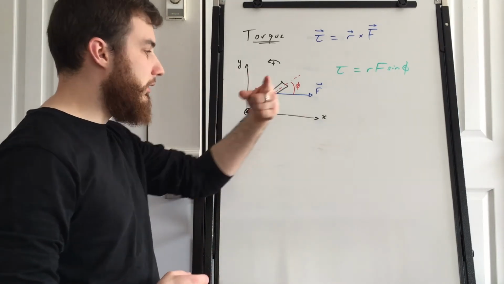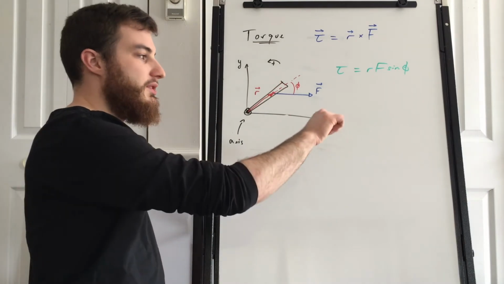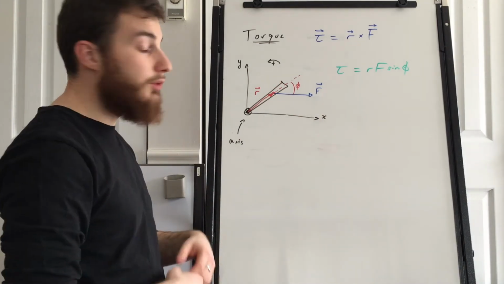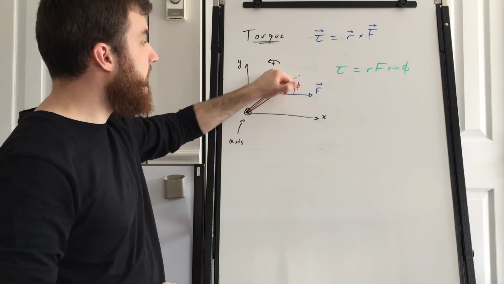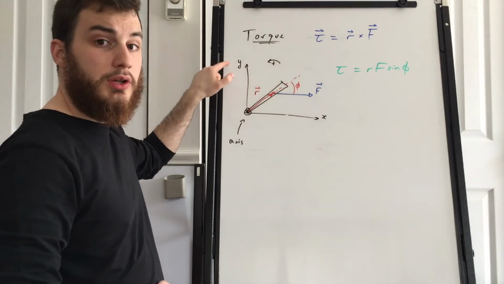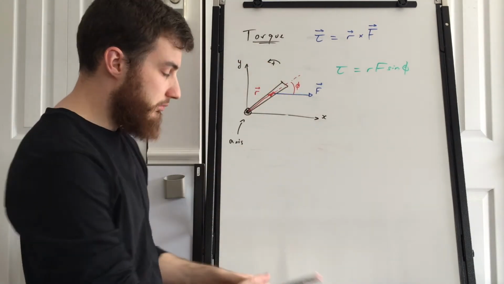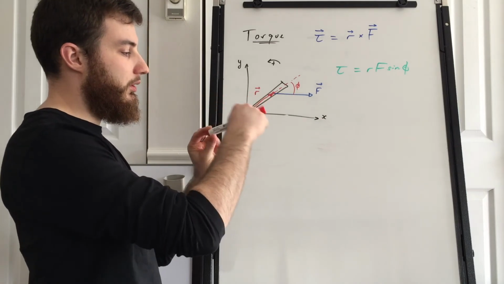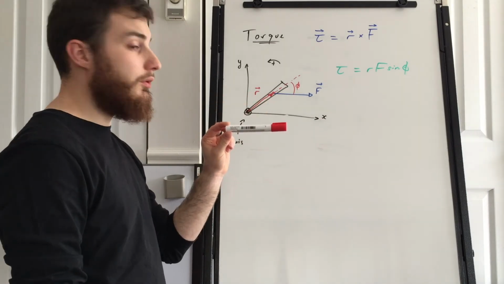X, y, and positive z. The torque points into the board towards the negative z. You can think of it also this way. We define a positive rotation to be counterclockwise. This force would create a clockwise rotation. Therefore, the torque is negative.